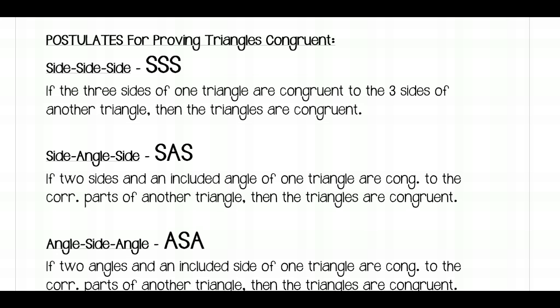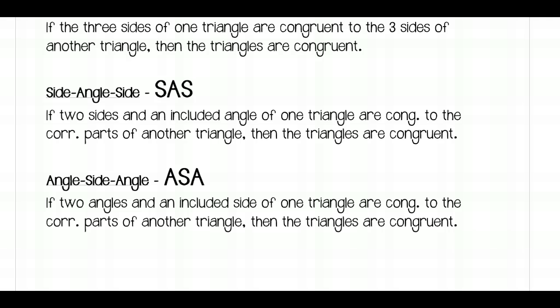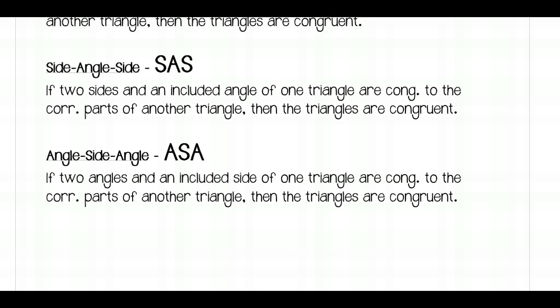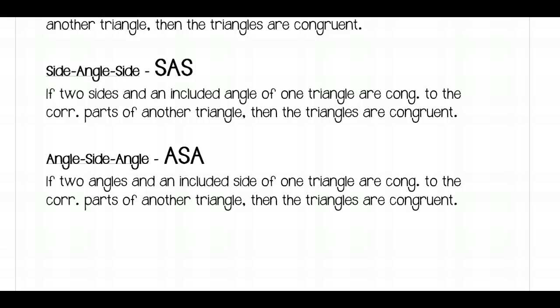So the 2 other methods that we're going to look at, there's going to be a few more methods coming up soon, is side angle side. So if 2 sides and an included angle, remember we talked about included in class, and I made a big deal about that because it's really important. So 2 sides and an included angle, the angle in between those 2 sides of one triangle, are congruent to the corresponding parts of another triangle, then the triangles are congruent. So again, another method using 3 pieces of information, not all 6, to get that the triangles are congruent. And again, in your proofs, you're just going to write SAS, and then in parentheses, you're going to put some numbers.